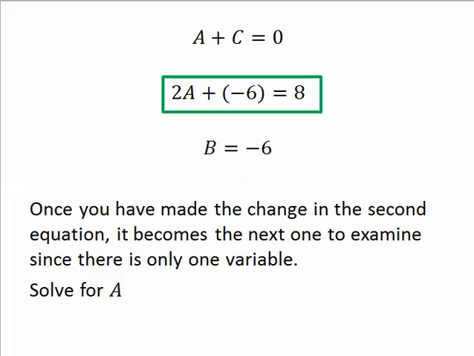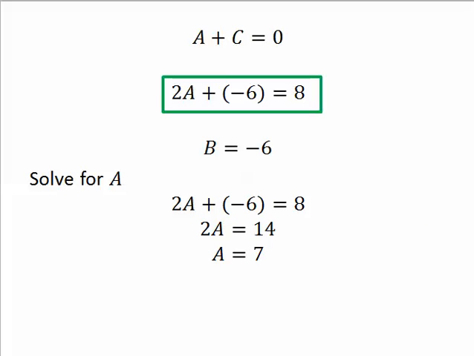Once I have made my change, this second equation is going to be the next one to examine. Why am I choosing the second equation? Well, if you look at it carefully, you'll see that there's only one variable involved, and that's the easiest type of equation to solve. So I solve for that second equation, and I get a equals 7.